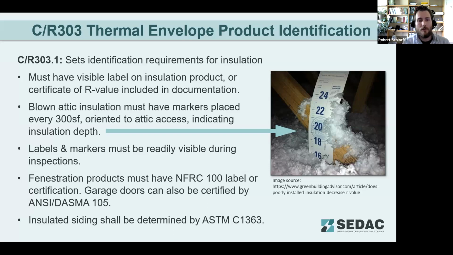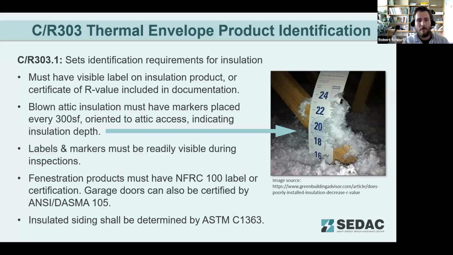Another point here is blown attic insulation must have markers placed every 300 square feet. The photo to the right there shows an example of those markers. And if anyone's been up in an attic, you may have seen that before. These markers need to be oriented to the attic access and need to indicate the insulation and depth. Now, a quick note, if you happen to be one of the people checking on those markers, you may want to dig down to the insulation and make sure that the bottom of the marker is actually where it should be. But that is one key indicator to make sure that we have enough insulation within our attics.